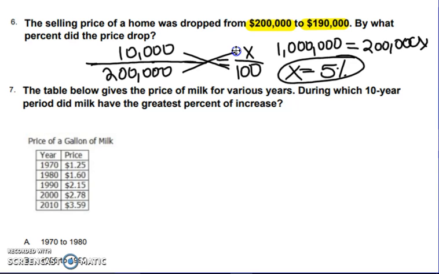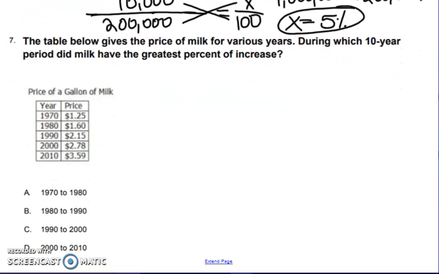All right, number 7. This is definitely a different question, but you guys are good at this. It says the table below gives the price of milk for various years. During which 10-year period did milk have the greatest percent of increase? There is a lot of work involved in this one, but you've got this. We want to find where the greatest percent was. Let's take a look. Answer choice A says the greatest percent went from 1970 to 1980 in the price.